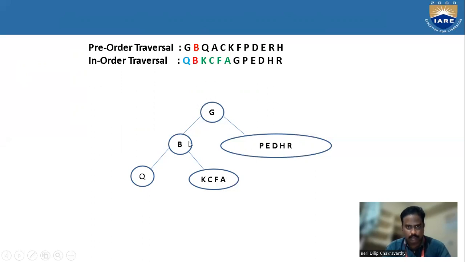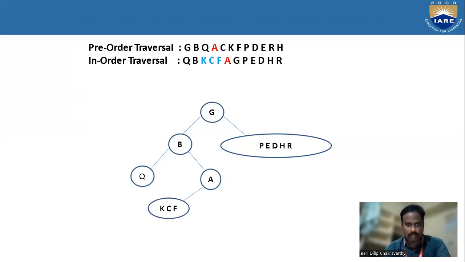Okay, so similarly here also I need to find the root, PEDHR. So in this, which one comes first? Observe here. PEDHR. That means P is coming first. That means P is the root node. Okay, P is the root node, and the right of P is EDHR. That means there is no left subtree for P. Okay, I'll be getting like this.